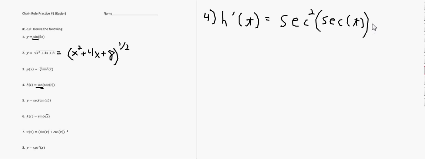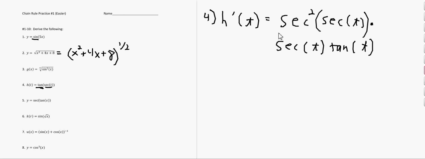Now we need to multiply by the derivative of the inside. Well, the derivative of secant, which is the inside from over here, there's secant right there. Deriving secant, it should go right here, but I'm going to run out of room, so I'm going to write it underneath. So it's times, and the derivative of secant is secant of t tangent of t. So your final answer is secant squared of secant t times secant of t times tangent of t.